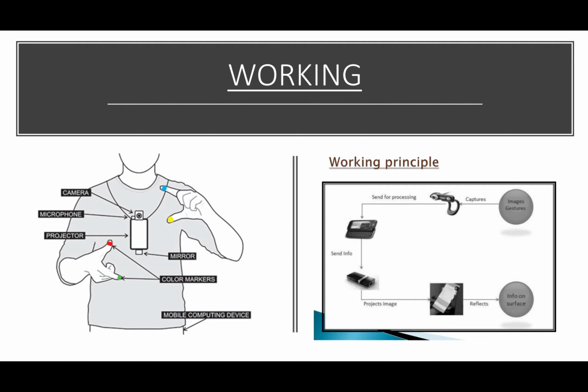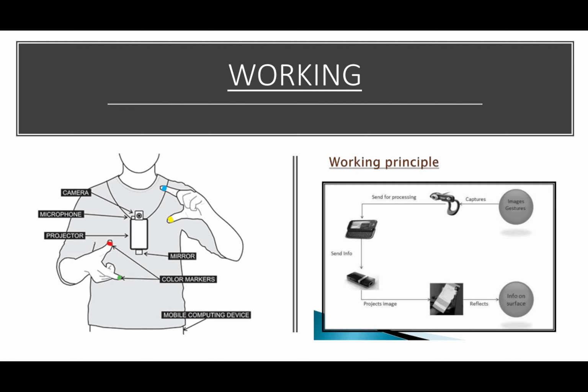Working. So as you can see, the user has four colored tapes around his index and thumb fingers of both hands. The movement and arrangement of these tapes are used as gestures for the working of this software. The camera detects these colored tapes and passes on that information to a mobile communicating device, which can also be a smartphone that a user carries.